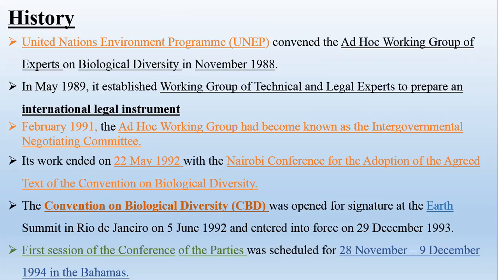The first session of the Conference of the Parties was scheduled for 28 November to 9 December 1994 in the Bahamas. Okay, so the Conference of the Parties is nothing but a core group of the member parties which is involved in a number of discussions or rounds held for progress in biological diversity.